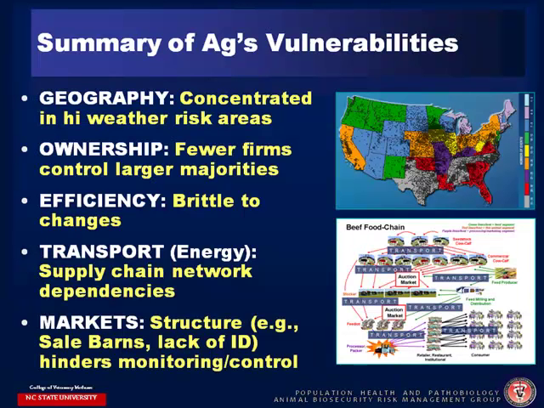So, ag's vulnerabilities. Geography, going into these production centers, unfortunately, a lot of these production centers are in high-risk weather areas. We are having fewer firms, owners, controlling larger parts of the market. That is both good and bad when we're talking about emergency management. We just need to realize it. They are very efficient, but they're very brittle to change. Again, having lost that surge capacity. Exceptionally dependent on transportation and energy, and they have, in some instances, market structures that almost work against us in trying to protect animal health and protect our markets.